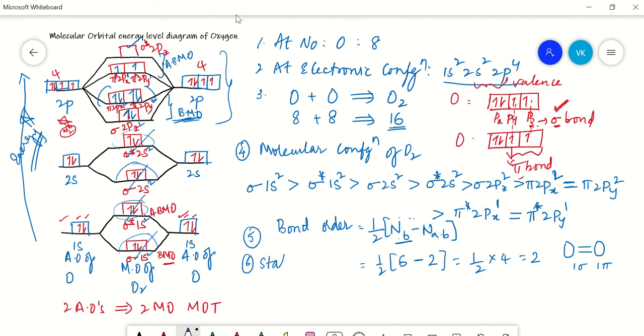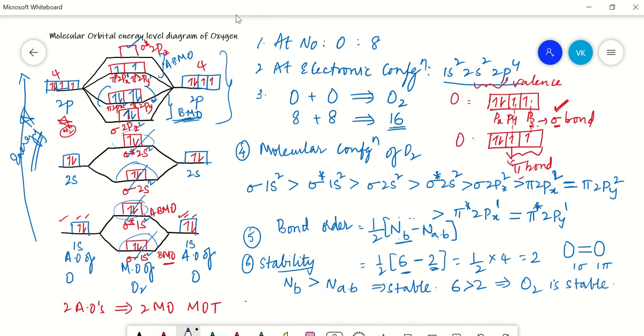And the next important point that we need to see here is stability. As I said, stability depends upon the number of bonding electrons and the number of antibonding electrons. If the number of bonding electrons is more than the antibonding electrons, then the molecule is said to be a stable one. Right? Now here the number of bonding electrons is 6 and antibonding electrons are 2.